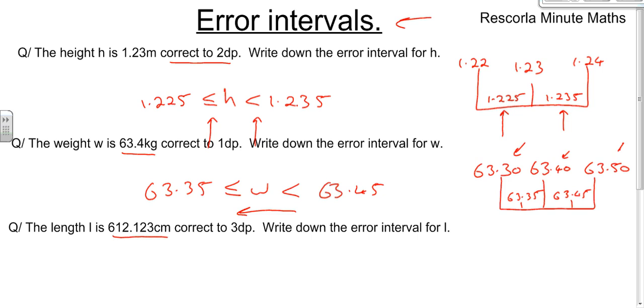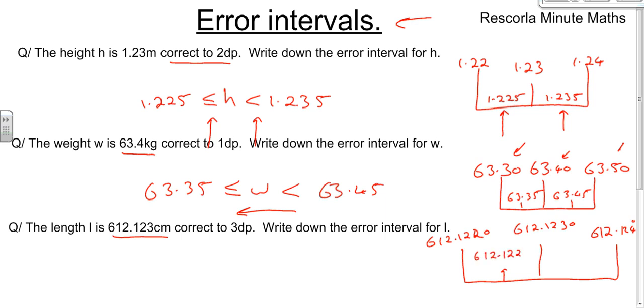Okay, so let's have a look at the next one. So we need a slightly bigger fork for this one, I'd imagine. So in the middle, we've got 612.123. The other one below it. Remember, it's only the last digit that changed. 612.122 and 612.124. Now the one in between that, we stick a 0 on them. It's going to be 612.1225. This one here, 612.1235.